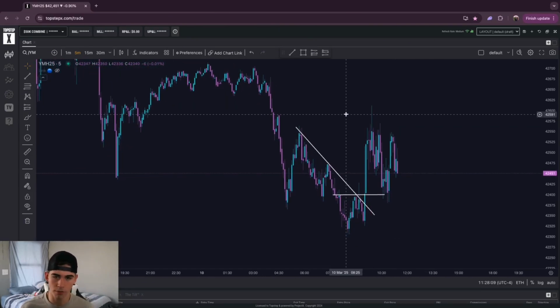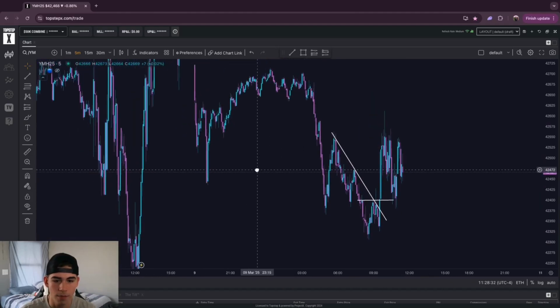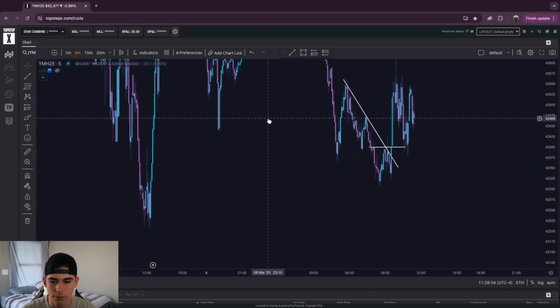So you can go off of a few things. You can go off where buy side liquidity is, sell side liquidity. You can look for areas of high interest of support and resistance. You can go off of London highs, London lows, things like that. So this was today. Let's go off of this.